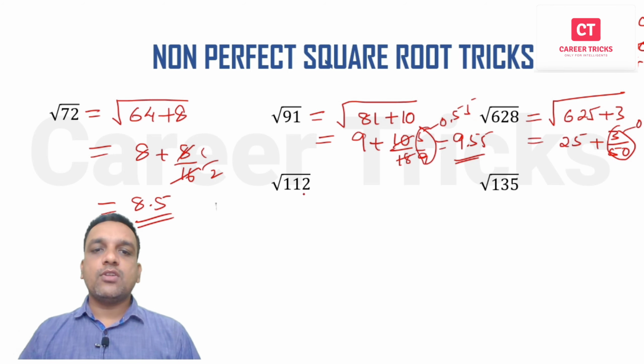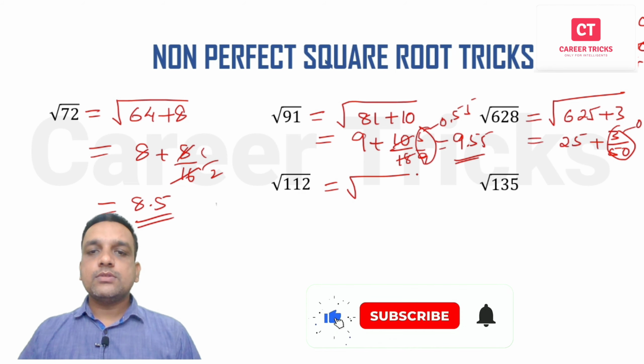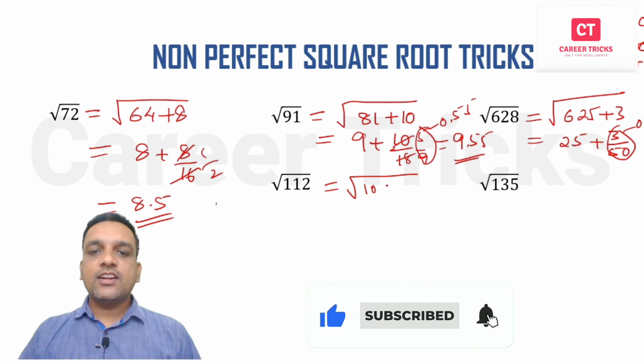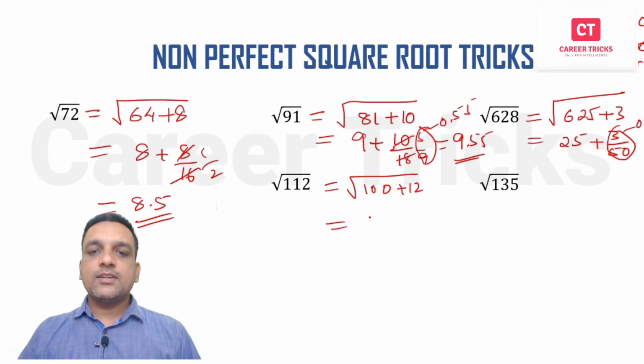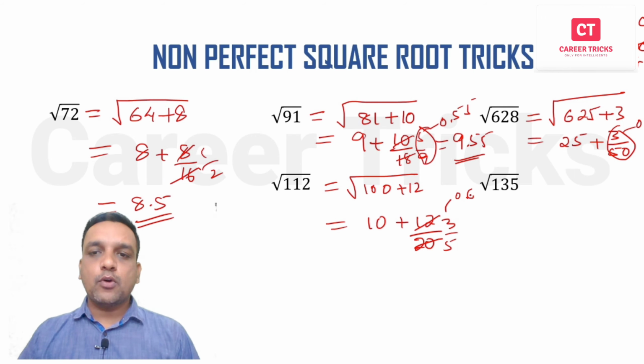Next problem is the square root of 112 we are solving. In the square root of 112, what do we have to do? The square root of 100 I will take, plus 12. That time the square root of 100 means what will I get? 10 plus 12 by double this number, 20 we will get. That is 3 by 5, we can consider as 0.60. That time 10.60 will be the answer for the square root of 112.